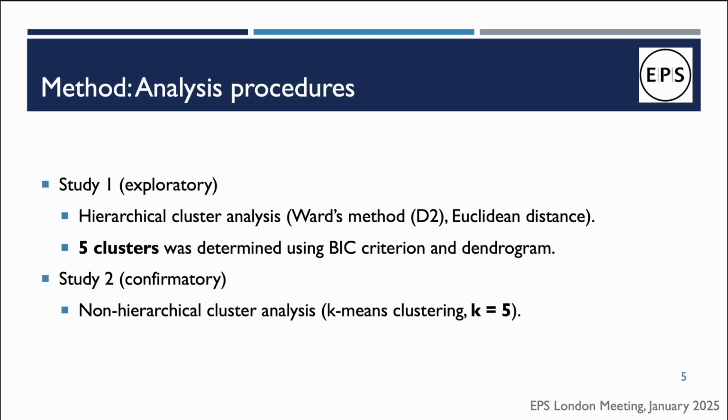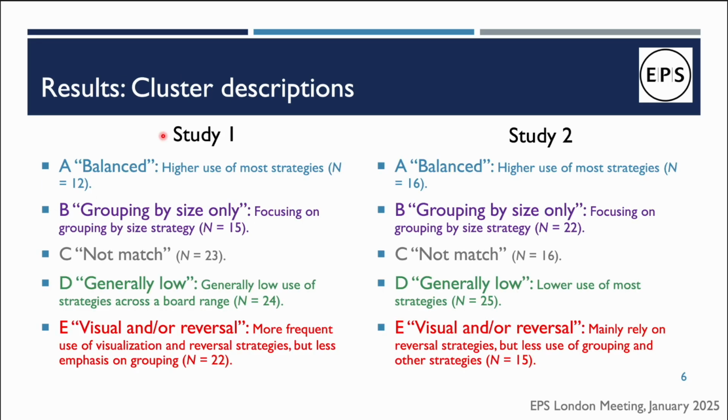We first conducted a hierarchical cluster analysis in study 1 and identified 5 clusters. Then we confirmed these results in study 2 by assigning 5 clusters using non-hierarchical cluster analysis. We identified 4 overlapping clusters in both studies. The representative clusters include a balanced group, where participants use a higher or more balanced combination of most strategies. Another one is the group where participants mainly rely on the visual or reversal strategies but rarely use grouping strategies.